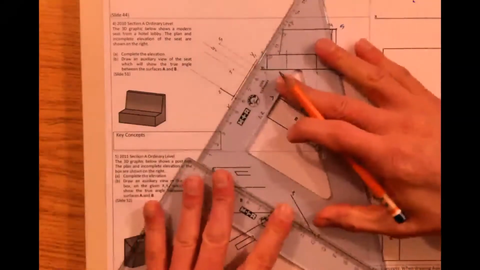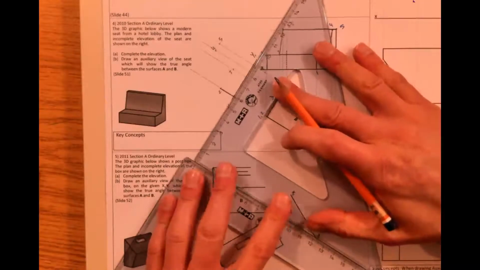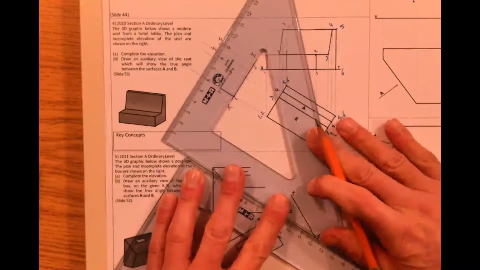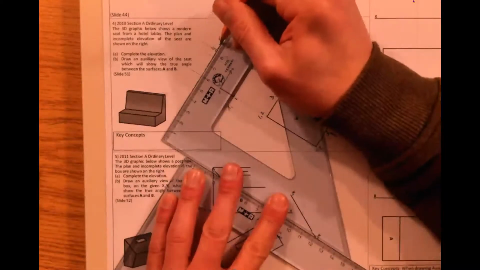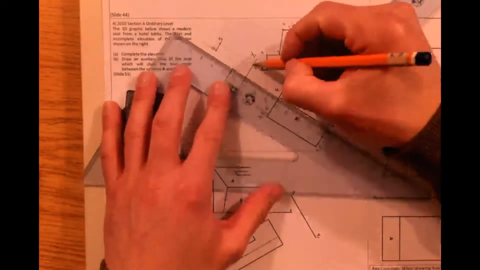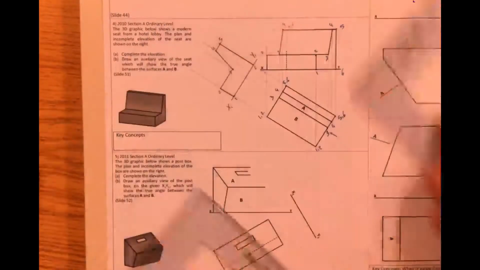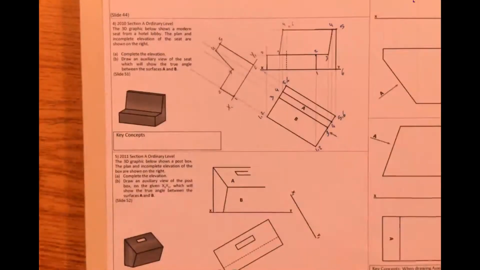I'll make sure to draw it in. Horizontal lines will be parallel to the X1, Y1 line. So I'm making sure this line 2, 3 and 4, 5 are made parallel to the X1, Y1 line. Otherwise it won't look right. That is my auxiliary elevation done.